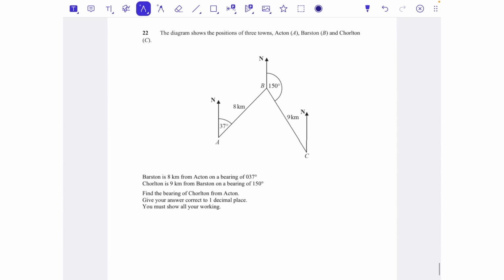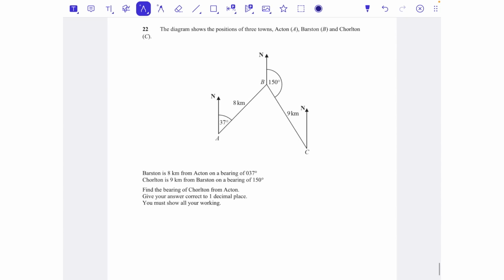Question number 22. The diagram shows the positions of 3 towns, Acton, Barston and Chorlton. Barston is 8 kilometres from Acton on a bearing of 37 degrees. Chorlton is 9 kilometres from Barston on a bearing of 150 degrees. Find the bearing of Chorlton from Acton.